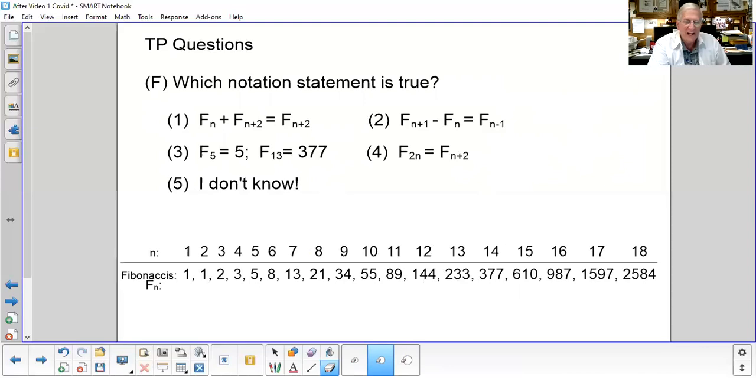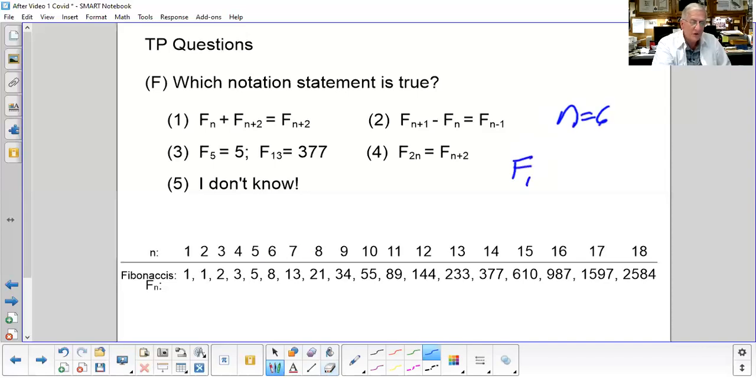If you double n, the subscript, is it the same as adding 2 to it? Well, in order for it to be a true statement, it has to be true all the time. If we let n be 6 again, like we were before, is f sub 2 times 6, or f sub 12, the same thing as f sub n plus 2, 6 plus 2, which is 8? Is f12 the same thing as f8? No way, right? f12 is 144, f8 is 21. They are not equal to each other.